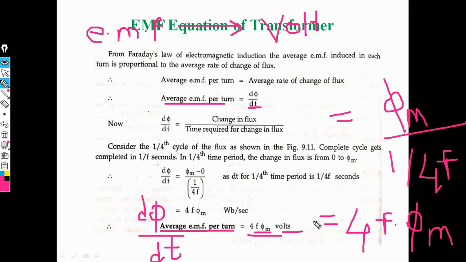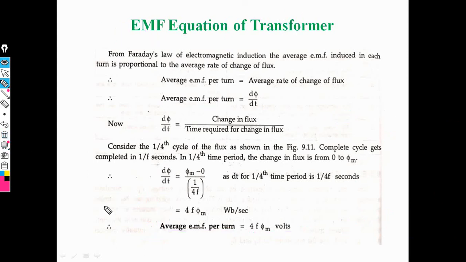Then for time, we have considered half of the half cycle, because it will be the same as the next half cycle and also the same as the total negative half cycle. Okay, then we have to calculate d phi by dt, that is 4f phi m. d phi by dt is also called the average EMF per turn, that is average EMF per turn is equal to 4f phi m volt. Okay, now this is the average EMF.